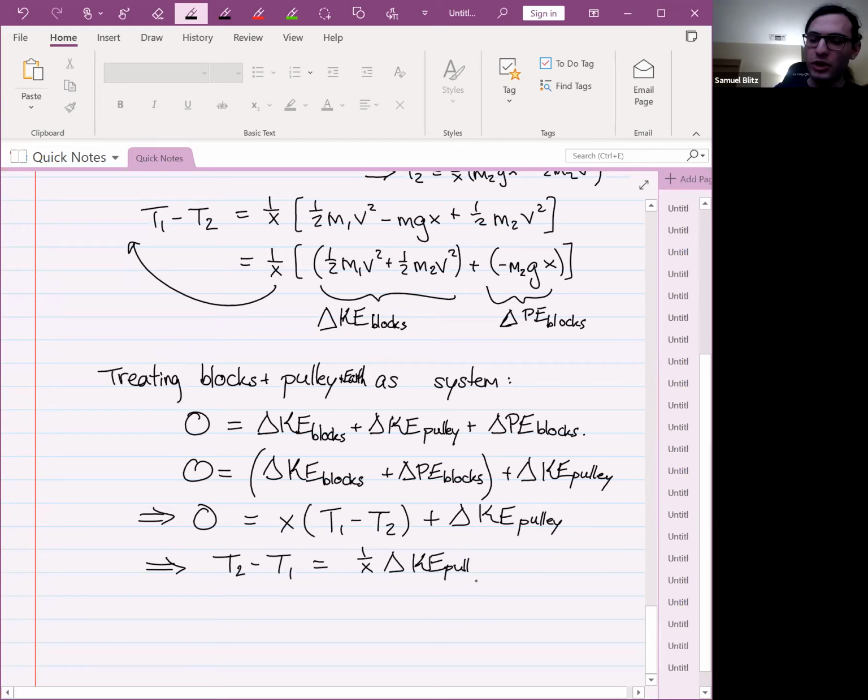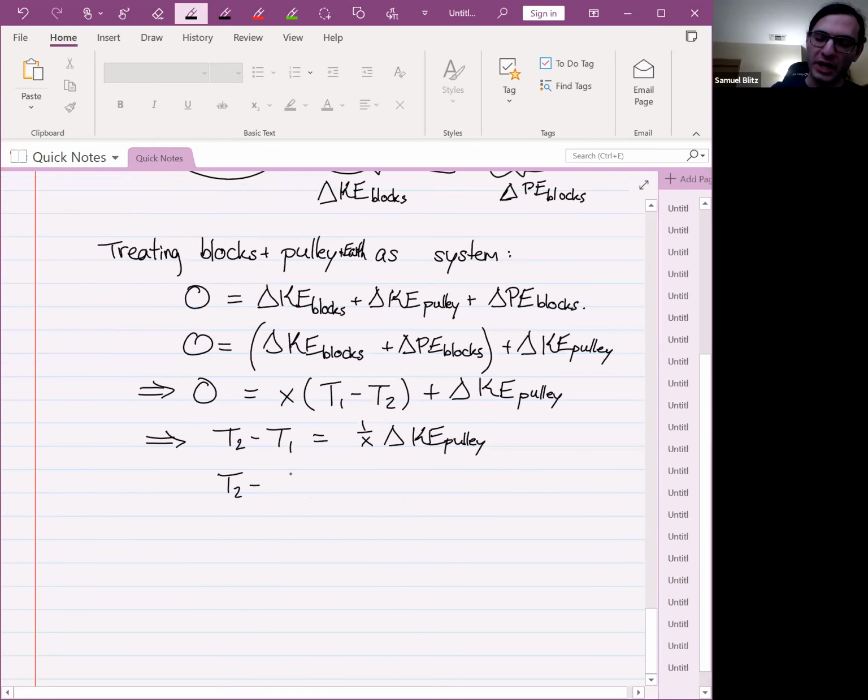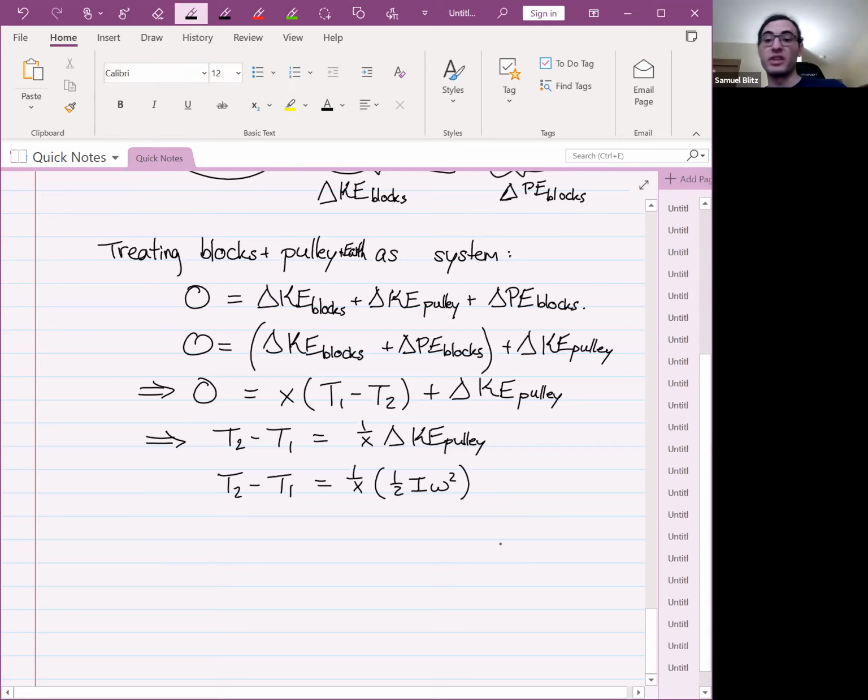And we know the change in kinetic energy of the pulley. It's rotational motion, so it's 1/2 I omega squared. So T2 minus T1, remember, this is the difference of the magnitudes of the tensions. This is 1 over x times 1/2 I omega squared, where this I is the I of the pulley, that omega is the rotational speed of the pulley. Oh, and by the way, it's just 1/2 I omega squared rather than a difference because the initial kinetic energy is 0 because it starts off at rest, right?